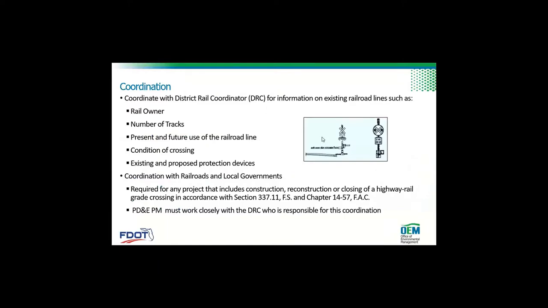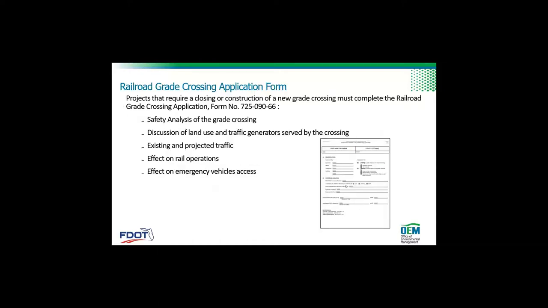A few more slides. All right, coordinate with the district rail coordinator for information on existing railroad lines, such as the rail owner, number of tracks. Coordinate with the railroads and local governments. And the project manager must work closely with the district rail coordinator, who is responsible for this coordination.